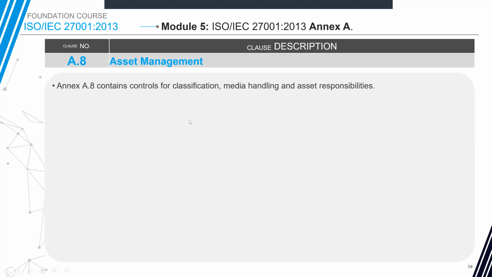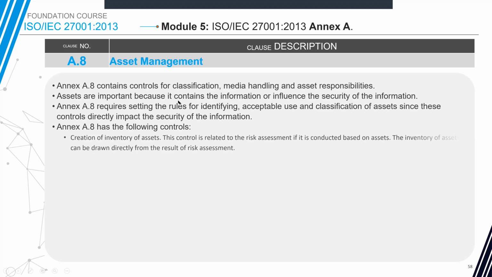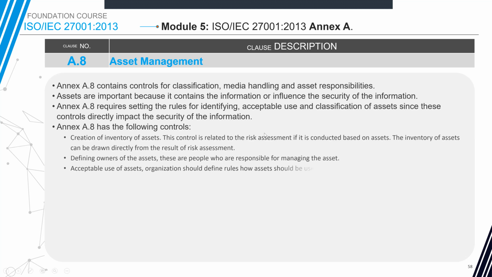Okay, asset management. In asset management, we have three different controls in Annex 8. We have controls for data classification, for media handling, and for asset responsibilities. Three different controls. What are they? Data classification, media handling, and asset responsibilities.